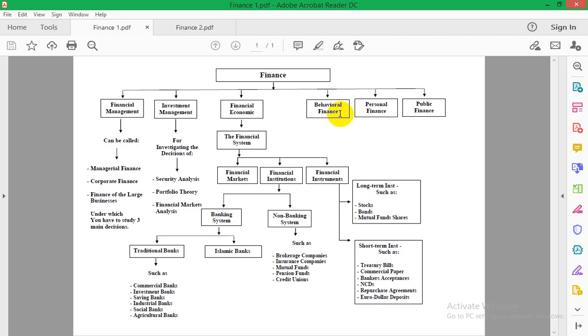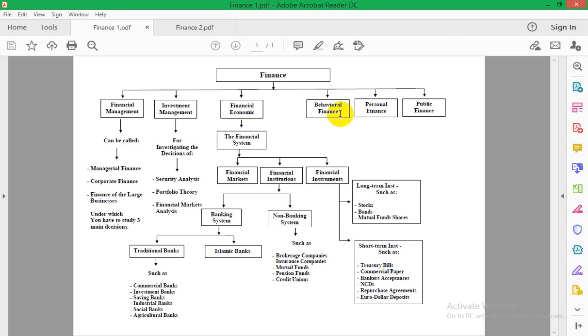You are studying the behavioral attitudes of humanity itself, which can affect the decision making process. So in behavioral finance we are trying to study how human nature, human features, and human behavior can affect the decision making process. This is the meaning of behavioral finance.